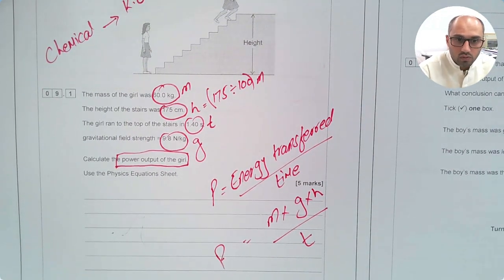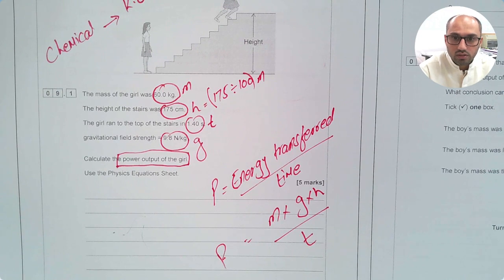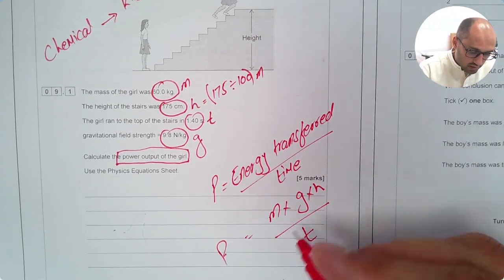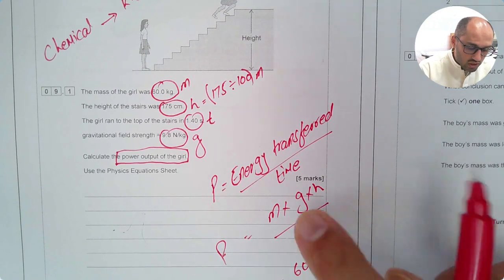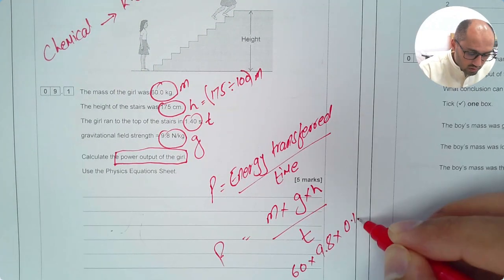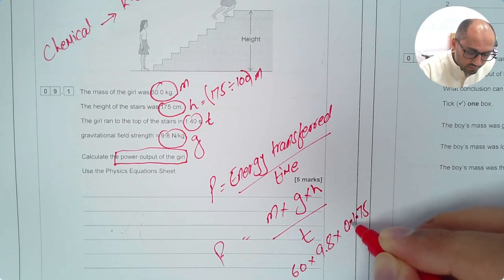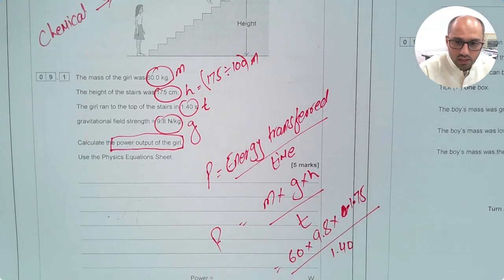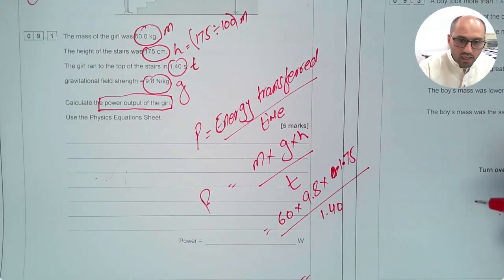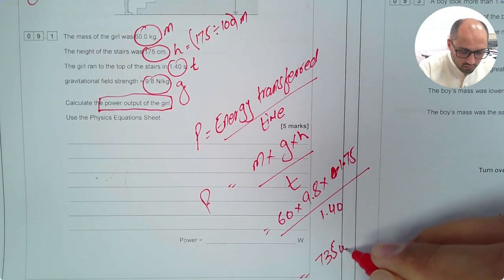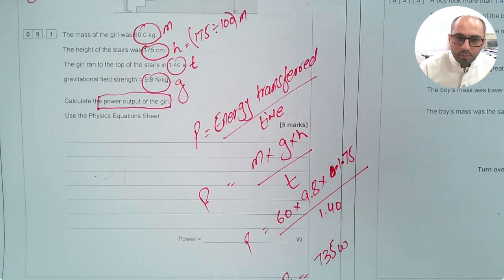Once you've done this, all you have to do is plug in the values and solve, and we'll end up with the answer. So we can write down, instead of mass, 60. Instead of g, 9.8. Instead of height, 1.75, divided by 1.40. If you plug these values in your calculator, you will end up with the answer, which is 735 watts.